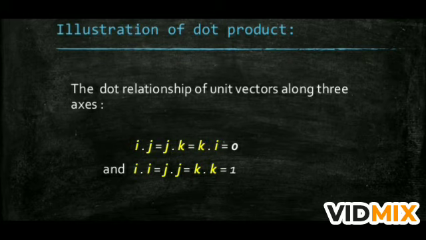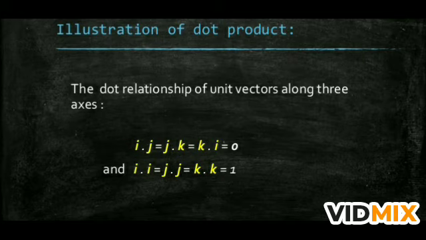Similarly, if you are multiplying j and k, the angle between j and k is 90. So j dot k is equal to jk cos 90 and cos 90 is equal to 0. Similarly, k dot i is equal to ki cos 90. So if you are multiplying i and j, j and k, or k and i, you are getting 0.